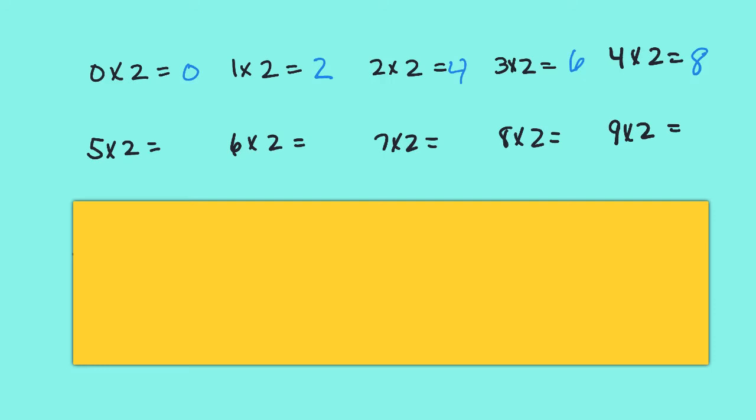By now you can see that we have a pattern going here. 0, 2, 4, 6, 8. The pattern is going up by 2 because every time we add one more group of 2, we're adding 2. So 5 times 2 equals 10. 6 times 2, everyone? 12. 7 times 2, everyone? 14. Good. 8 times 2, everyone? Get ready. 16, and 9 times 2, 18. Good job.